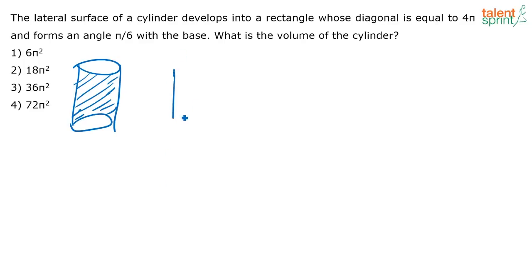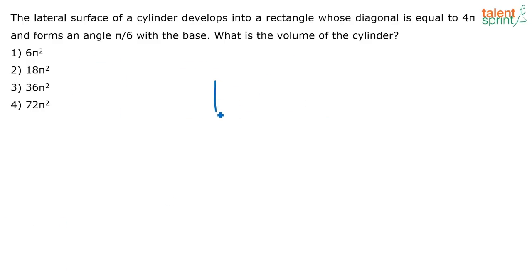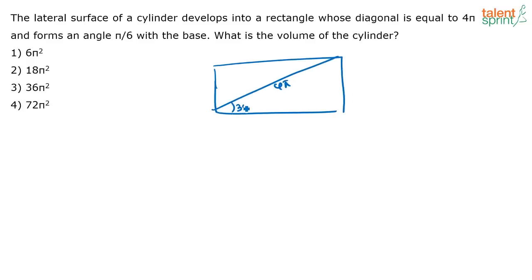You are getting a rectangle, and it develops into a rectangle whose diagonal is 4 pi. And this angle is given as pi by 6. What is pi by 6? Nothing but 30 degree, correct? 180 by 6 or 30 degree. So this angle is given as 30 degree. You have to find out the volume of the cylinder. So how do you solve this? I have a rectangle whose diagonal is given as 4 pi and this angle is given as 30 degree.